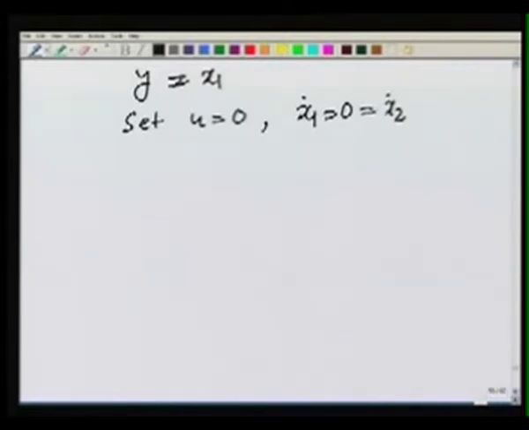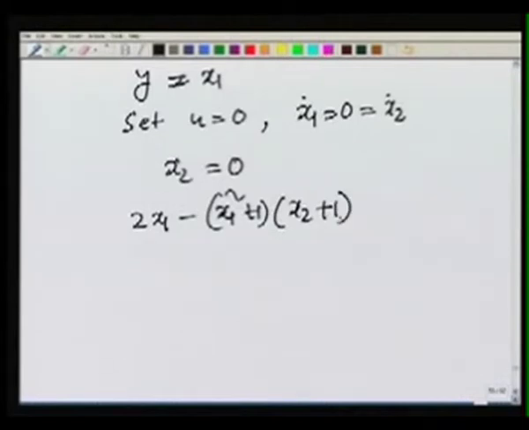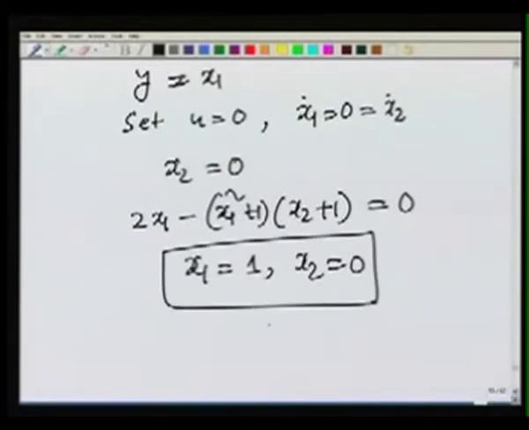So, x 1 dot and x 2 dot both are made 0. If you make u 0, the first equation yields x 2 equal to 0 and the second equation yields (2 x 1 minus x 1 square plus 1) into (x 2 plus 1) is 0. So, the solution is x 1 is 1 and x 2 is 0. This is the equilibrium point.